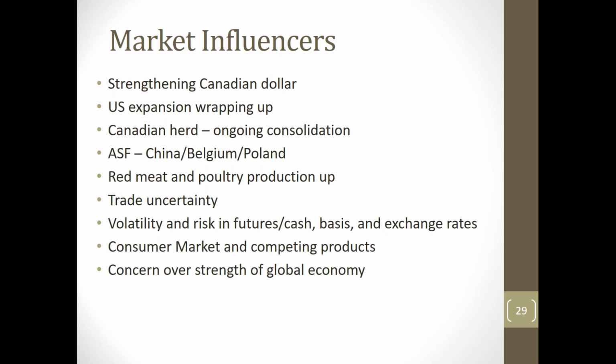We've got red meat and poultry production up here in North America. We've got a lot of trade uncertainty. That's just everywhere. Of course, that ongoing volatility in the futures market. Then we've got some new competing products, the Beyond Meat and some of those other plant-based products that appear to be getting some traction in the consumer market. And of course, some concerns about the global economy, especially moving into the second half of 2019.